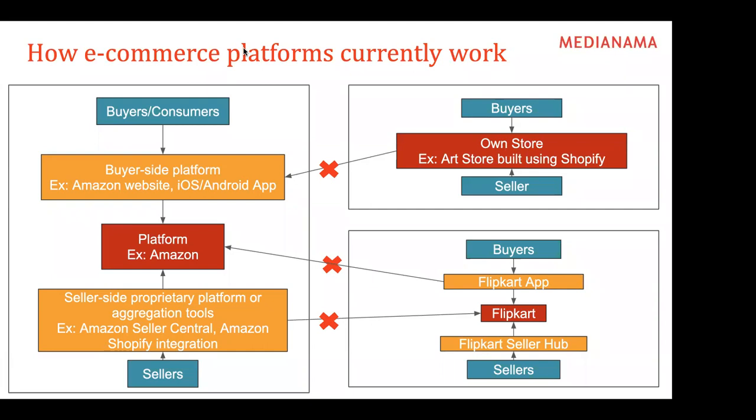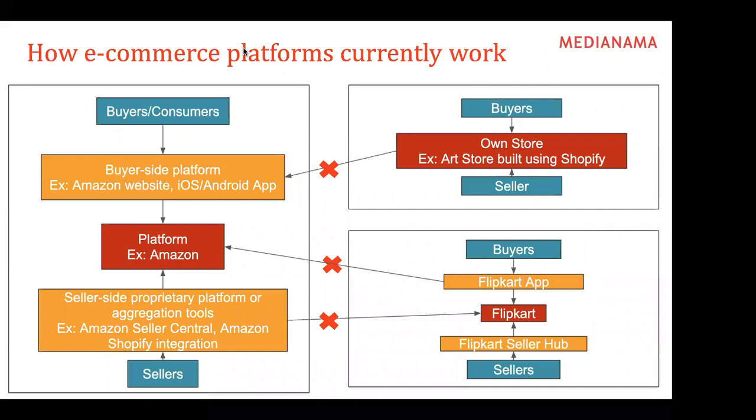The same applies if you take Flipkart. If you want to sell something on Flipkart, you have to use Flipkart's tools, and then the buyers have to use the Flipkart app. This is the marketplace e-commerce model. And then the other way is the inventory-based model, where companies can have their own platforms. They don't sell on Amazon or Flipkart. They can build their own platform.